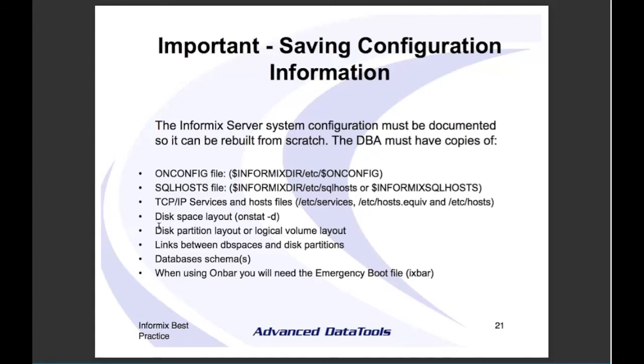If your server crashes and you lose the whole disk where your chunks are, you need to be able to recreate that disk, and you'll need an onstat -d. You'll need a partition map. These are at the Unix device level or logical volume level to see what's there. It's helpful to have database schemas for your databases, particularly because you'll need the schema if you're going to restore a table using archecker. And then if you're using onbar, you'll need the emergency boot file, the ixbar file.